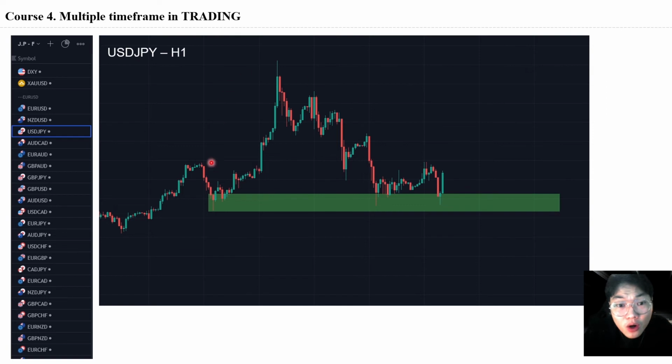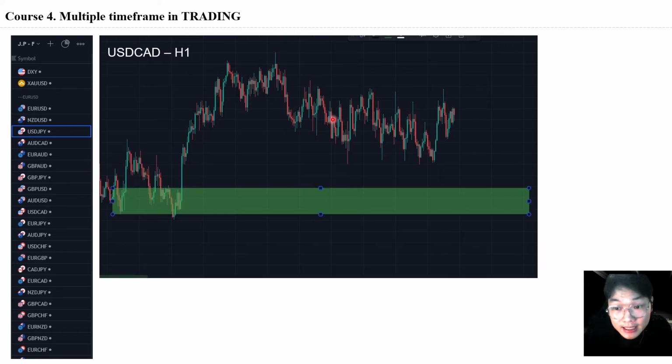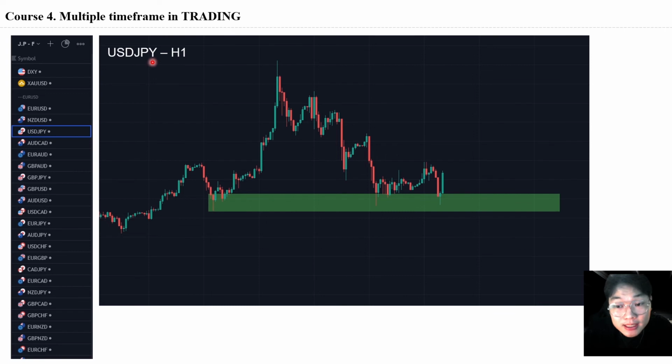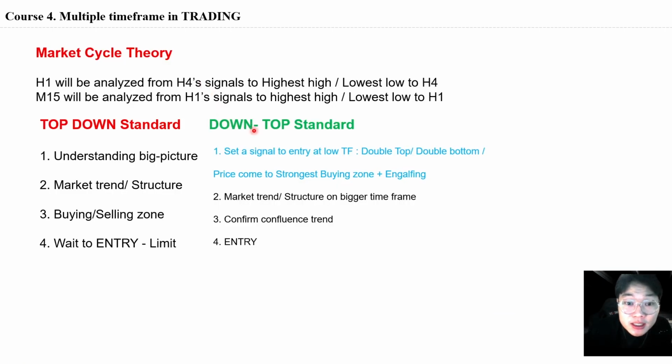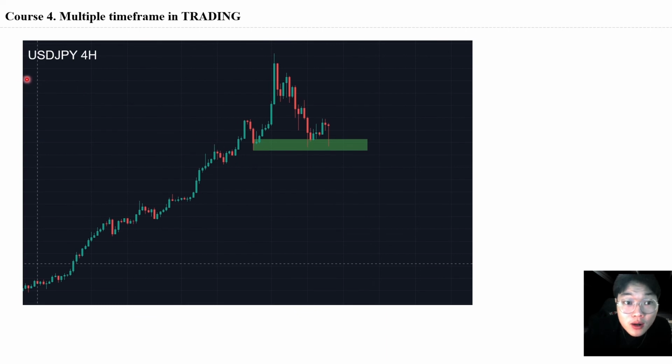And at this time on USD JPY, the price has already come into the strongest buying zone. Therefore, this time you only wait for some pattern to appear to enter the market, skip USD CAD, and continue with USD JPY. And at this time, after the first condition, I mean that the signal on the lowest time frame is already confirmed, you come into the 4 hours time frame with USD JPY and confirm again the big picture of the market.